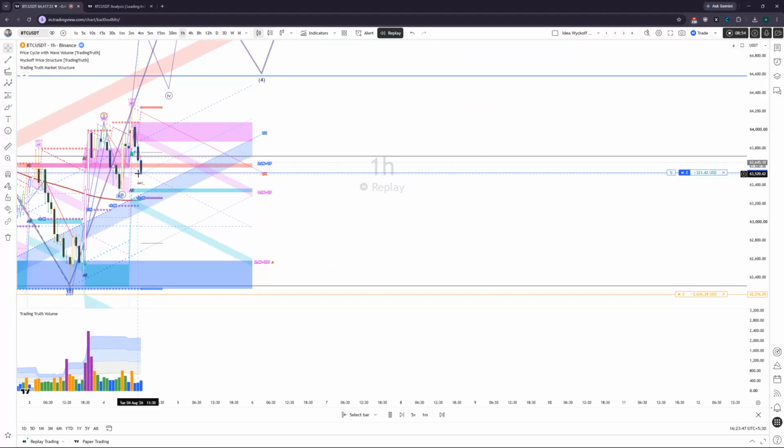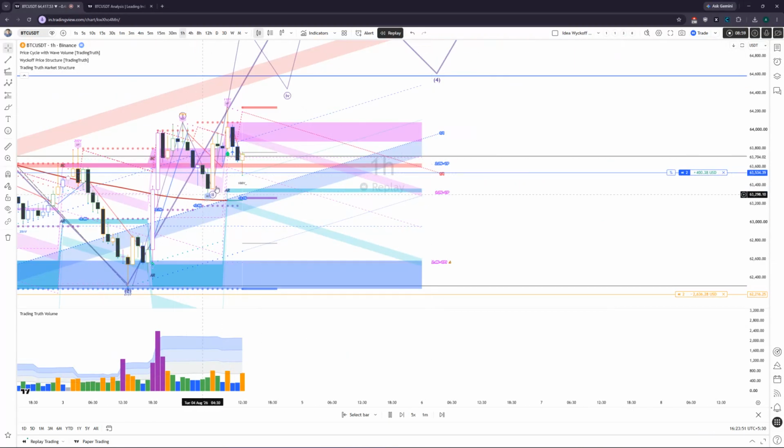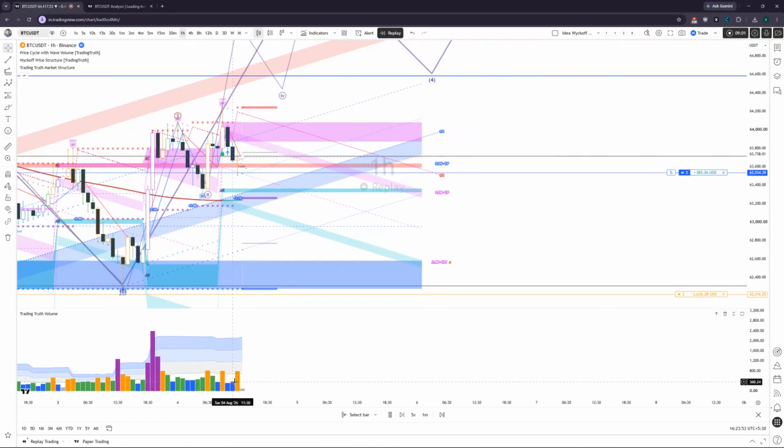I think it's gonna give me a backing up action like here. You see, a very high volume candle is coming there. Come around here, then go back.